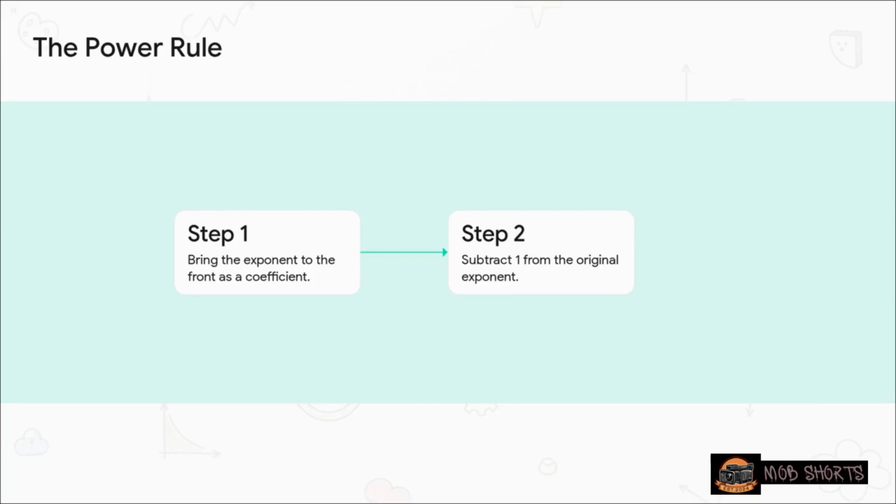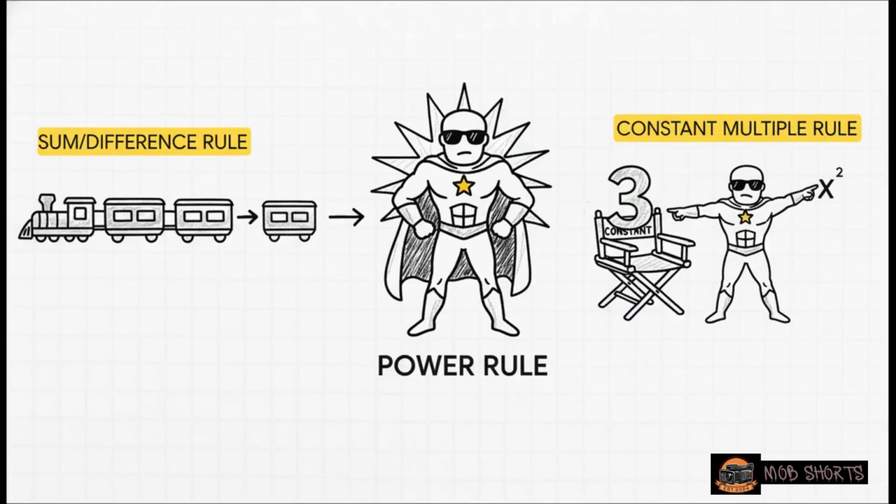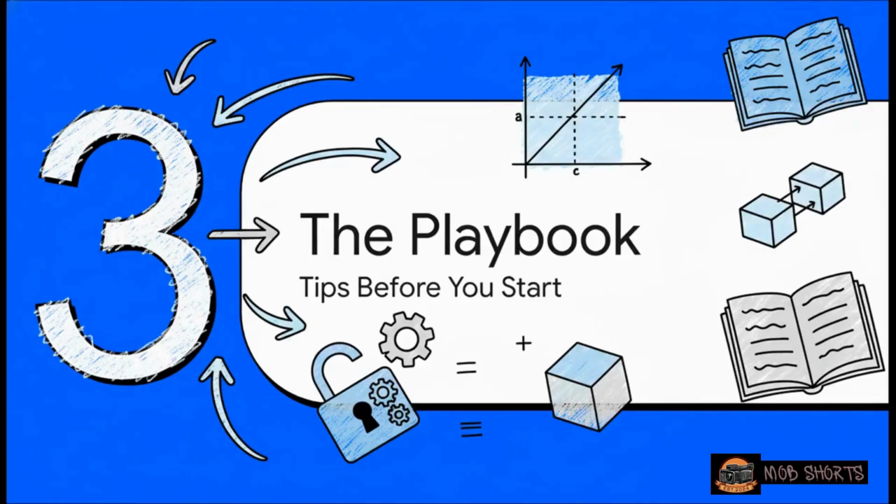That's the whole move. Now, the power rule is amazing, but it does have a couple of sidekicks that make it even more powerful. The sum and difference rules just mean you can tackle big, long expressions one piece at a time. And the constant multiple rule just says if you have a number hanging out in front, like in 5x squared, you just let that 5 chill while you do the power rule dance on the x squared part.